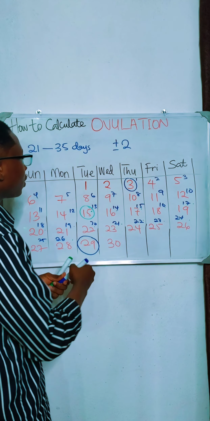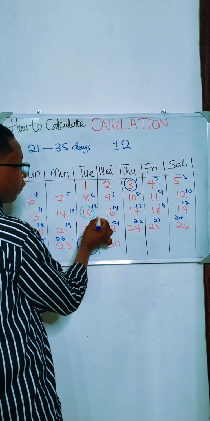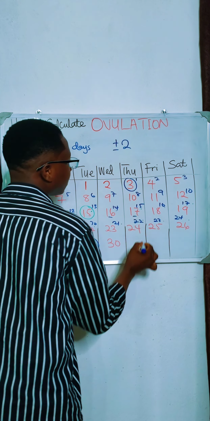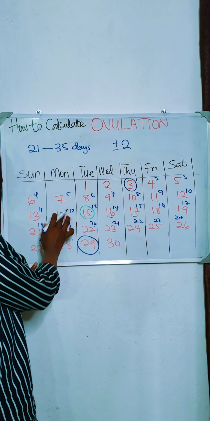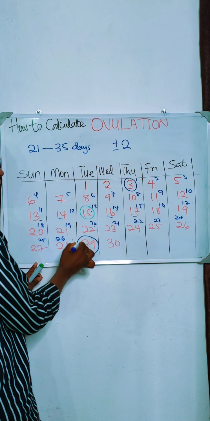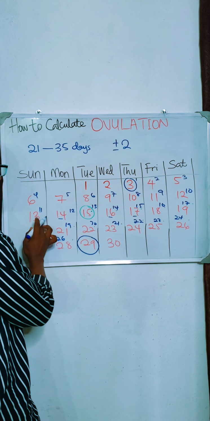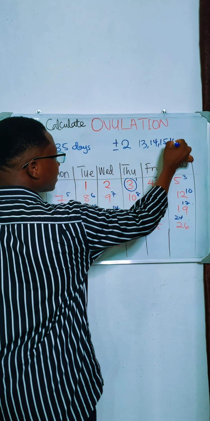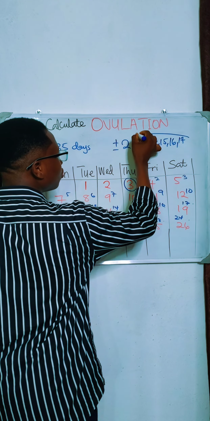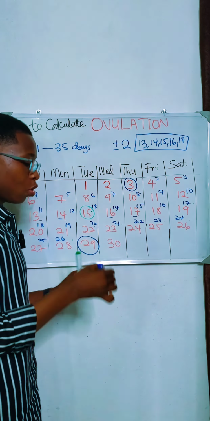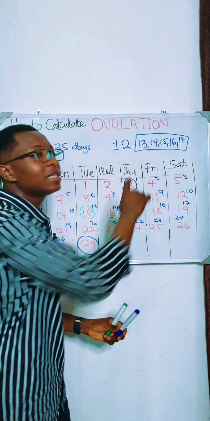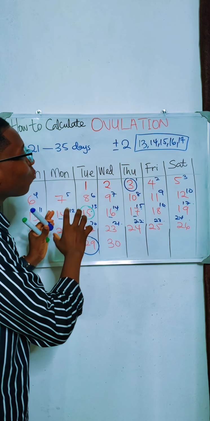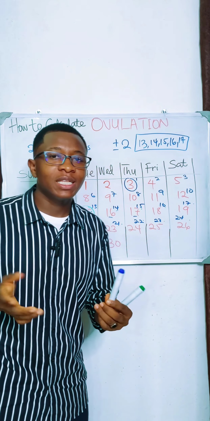So how do you do that? If you add 2 days in front from 15, you have 16 and 17. Okay? If you add 2 days behind, you have what? 13 and 14. Okay? So that simply means that from 13, 14, 15, 16, and 17, you are likely to be ovulating on these days. Okay? So this is one of the simplest methods to calculate ovulation.